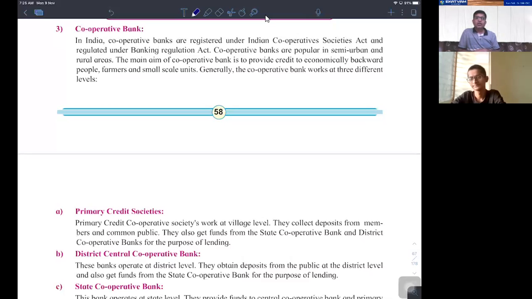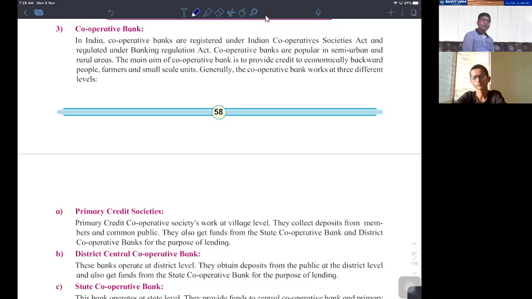वेल एनीवेज, cooperative banks are popular in semi-urban and rural areas. The main aim of cooperative banks is to provide credit to the economically backward people. आजकल वैसा सिस्टम नहीं रह गया है. Gone are the days when they were giving the support only to the economically backward people. Now they are giving the loans to the larger organizations also. Generally, the cooperative bank works at three different levels.